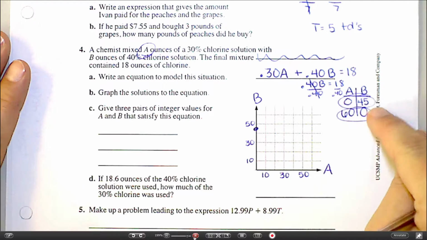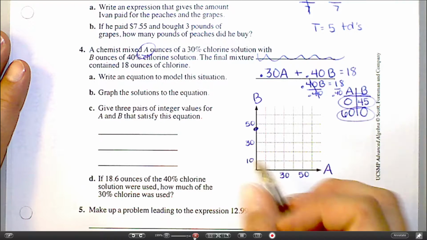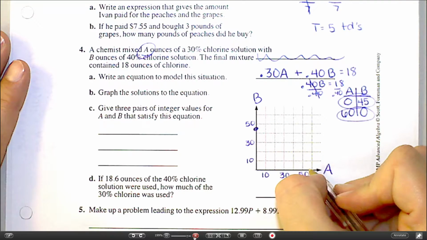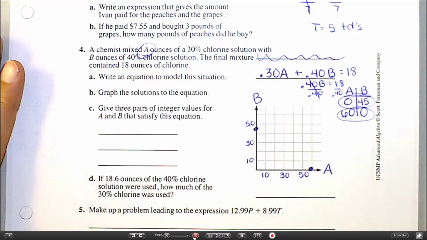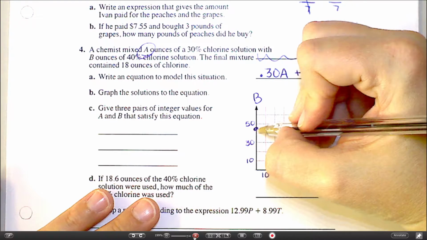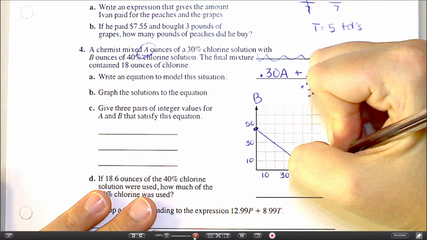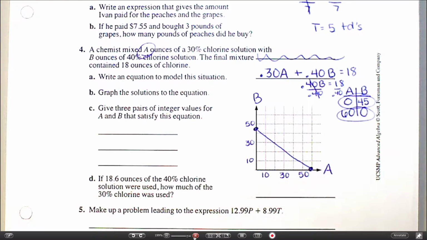So there's my first point. That's 0, 45. And then 60, 0 would be 60 this way and 0 up and down. Okay, so those are actually the intercepts of the graph. And then what I would do is connect them, because in this problem it does make sense to connect them. You can have like 4.2 ounces of something. Okay, decimals are a possibility.